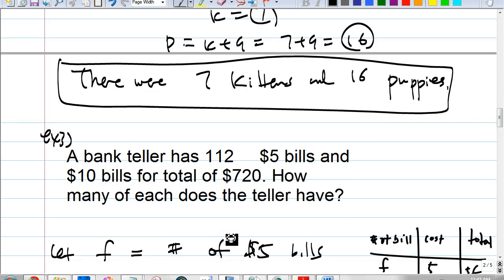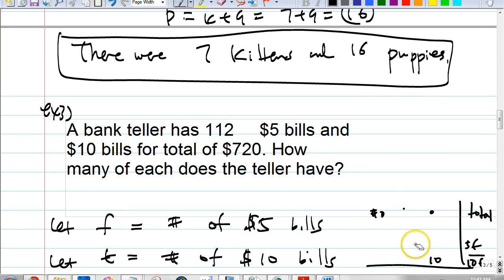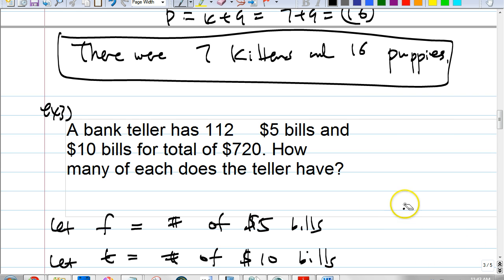Sure. I used F and T. Is that okay? Actually, let me erase that for now. So I used F for the number of $5 bills. Now, do you think it's important to put the number of $5 bills and the number of $10 bills? Yeah, because if I just write $5 bills, you don't know what color of the $5. What are you talking about, right? So you have to know. Those are the 2 unknowns we have.